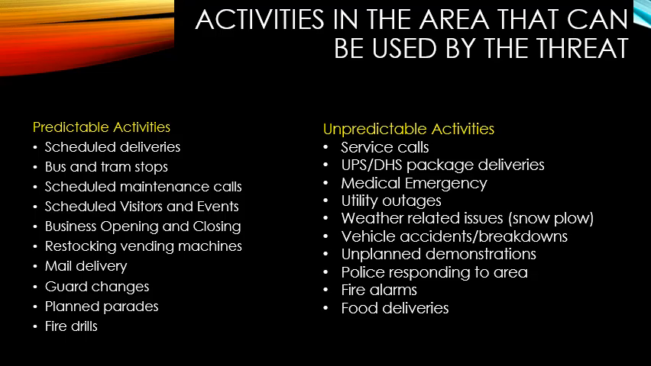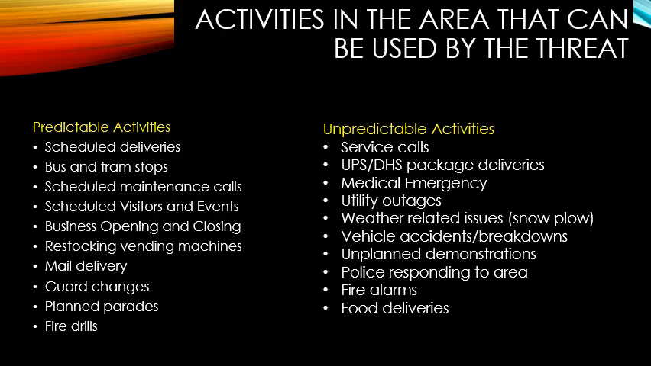You should also create a list of unpredictable activities that a threat can use or take advantage of when creating an attack plan. So some predictable activities include scheduled deliveries, bus and tram stops, scheduled maintenance calls, scheduled visitors and events, business openings and closings, restocking vending machines, mail delivery, guard changes, planned parades, fire drills. So once again, the list can be endless. You just have to know what's going on in your area.